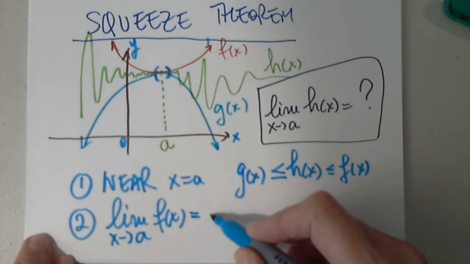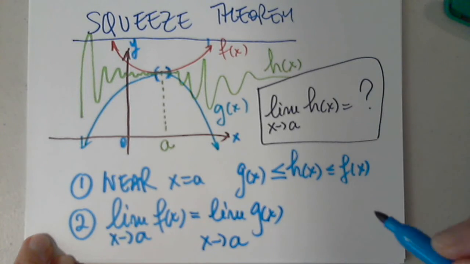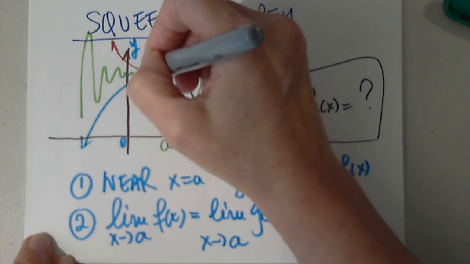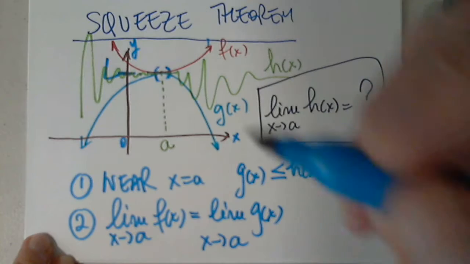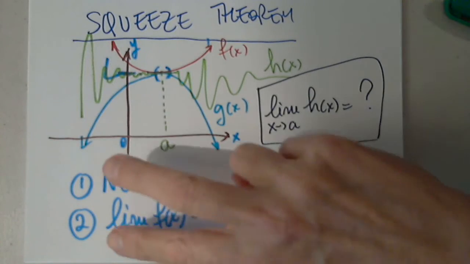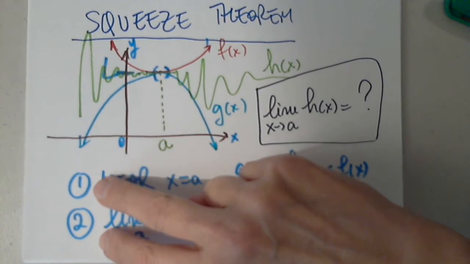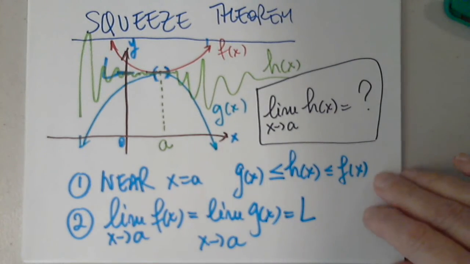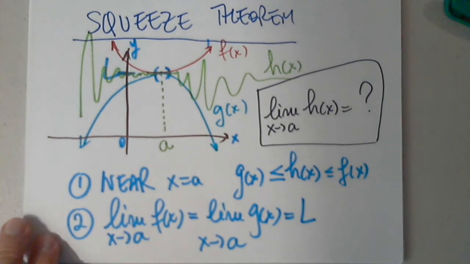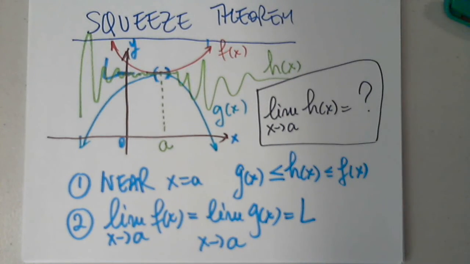Now, assuming that the limit of f of x, when x approaches a from either side, exists, and furthermore, equals the limit of g of x as x approaches a from either side, and I'm going to say that they both exist and they both equal L. These are the two hypotheses of the squeeze theorem. Both have to be fulfilled. Otherwise, the squeeze theorem is not applicable. Then, what will you tell me? What is your conclusion about this?